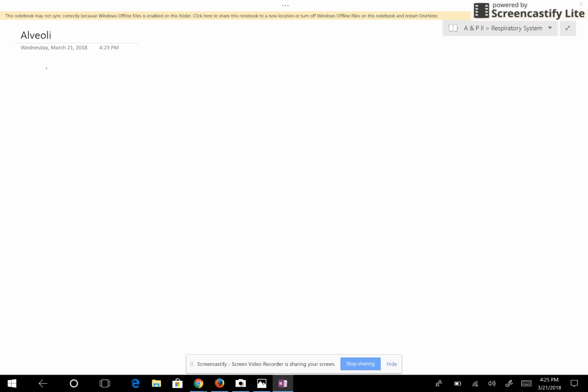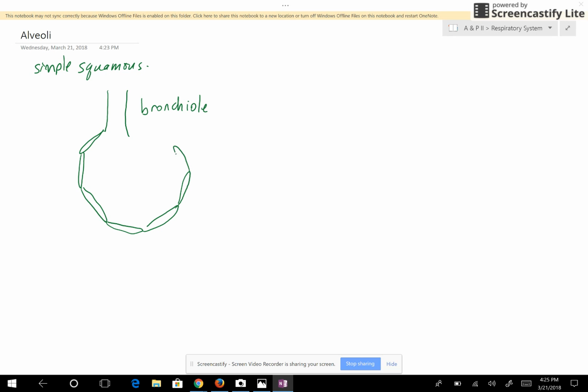Okay, the alveoli are going to be made up of simple squamous cells. Look at it like this right here. This is a bronchiole. That would be a terminal bronchiole, like one at the very end. And they're going to lead to the alveoli. Actually, it's leading to 2 or 3 alveoli, but I just wanted to label one of them here.